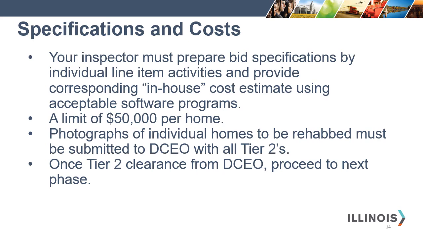Specification and costs. Your housing inspector must prepare bid specifications by individual line item activities and provide corresponding in-house cost estimates using acceptable software programs. There's a limit of $50,000 spent per home, and photographs of individual homes to be rehabbed must be submitted to DCEO with all of your Tier 2s. Once the Tier 2 environmental clearance is received from DCEO, you can proceed to the next phase.